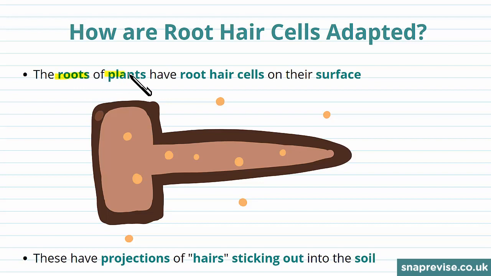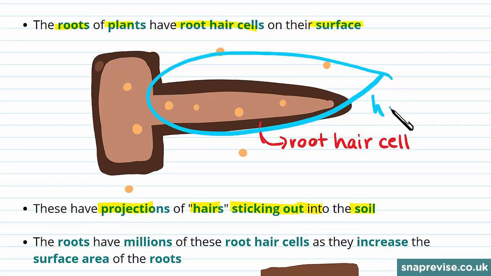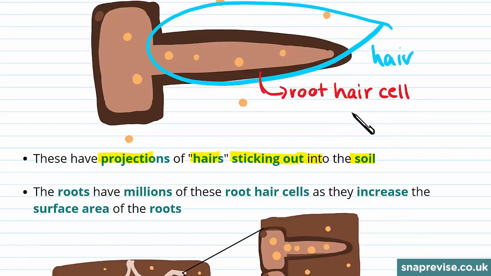Well, the roots of plants have root hair cells on their surface. And this is an example of what a root hair cell looks like. So these root hair cells have projections of hairs, and these stick out into the soil. In this diagram, this is the hair of the root hair cell. So the roots don't just have a few root hair cells, they have millions of them.